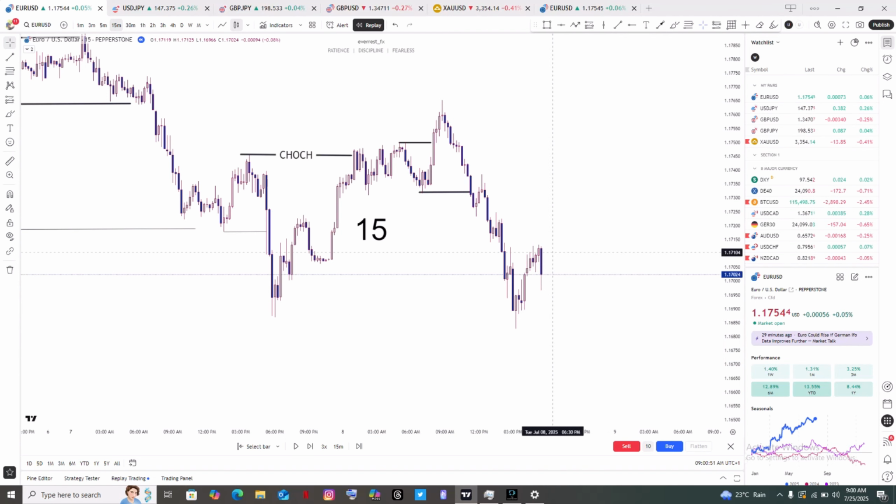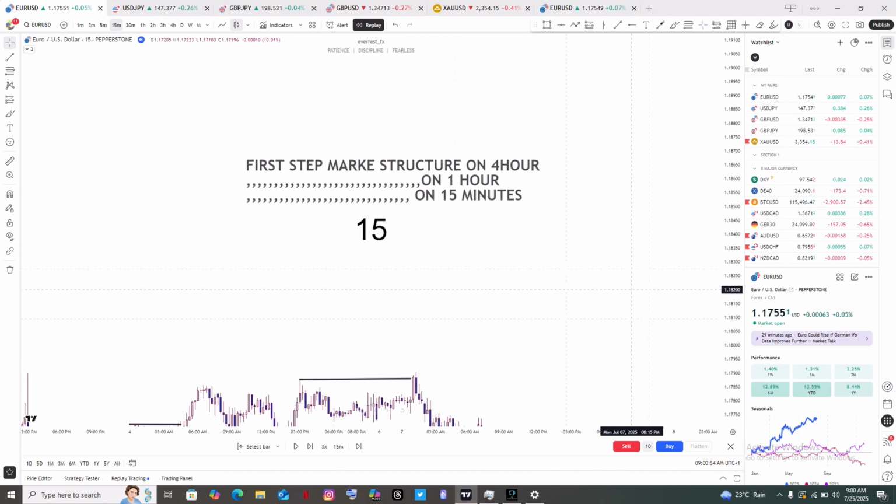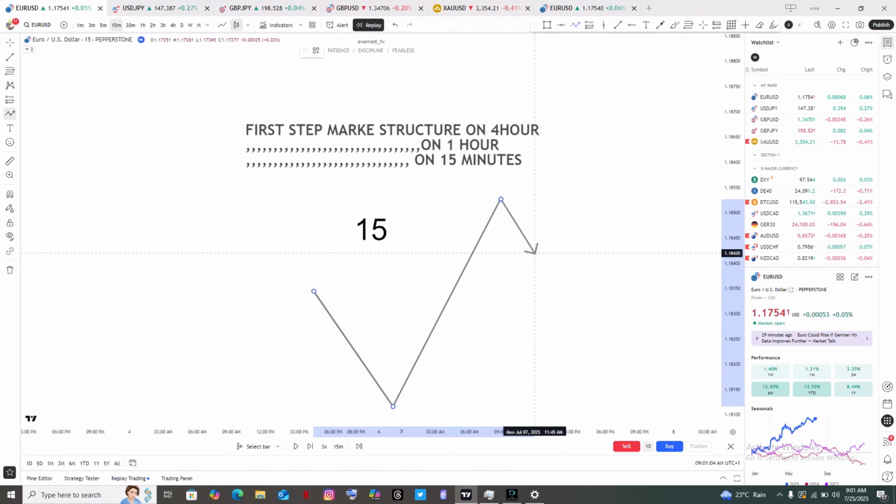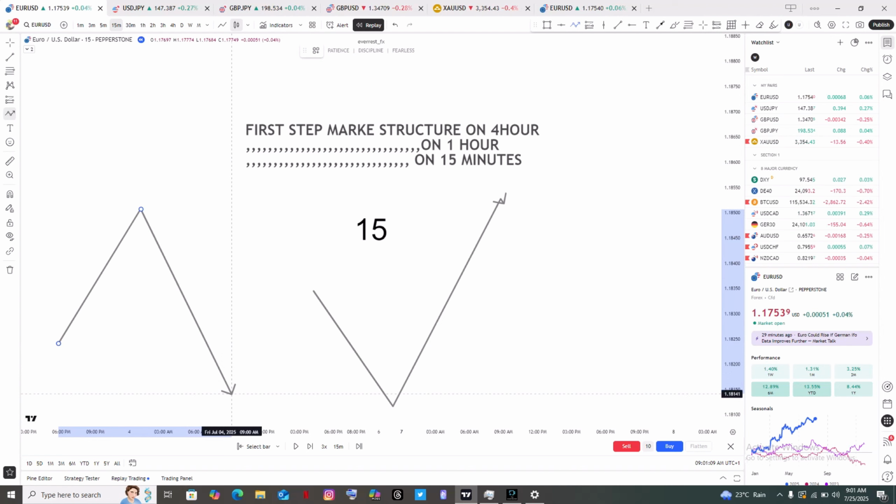So I hope we understand. This is very simple. First, just follow this instruction. First thing, you go to your 4 hour, you mark the last swing. The last swing might be like this, a break to the upside. We know that we are bullish, right? Or a break to the downside. You can mark the previous swings, but the last swing matters.